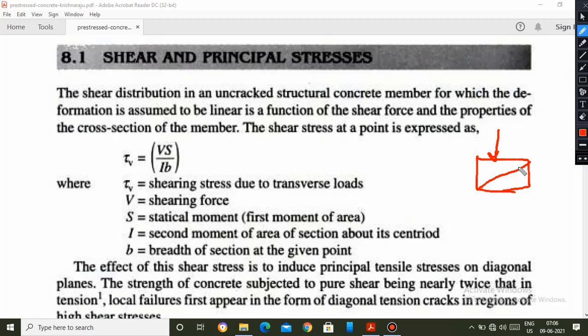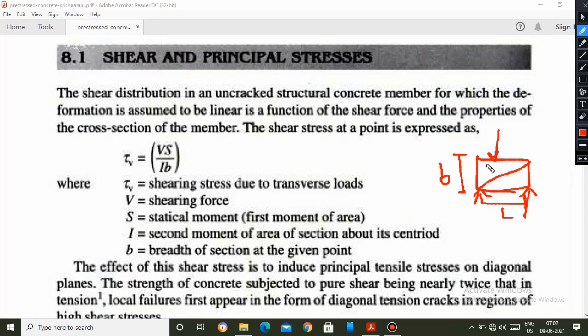For an uncracked structural member, the relation of stress to strain, that means the formation of the deflection for this type of member, is a function of the shear force: how much shear force is acting on this section, as well as the width of the section you are providing, as well as the length of the beam you are providing.